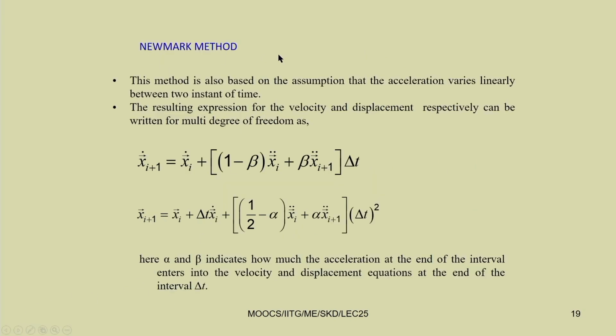One can use the Newmark beta method also. Note that the Wilson theta and Newmark beta methods are both empirical relations. In the previous case also the same thing was assumed: the acceleration varies linearly between two instants of time. Here the velocity term can be written using a term beta, and the displacement can be written using a term alpha. Alpha and beta indicate how much the acceleration at the end of the interval enters into the velocity and displacement equations at the end of the interval delta t.